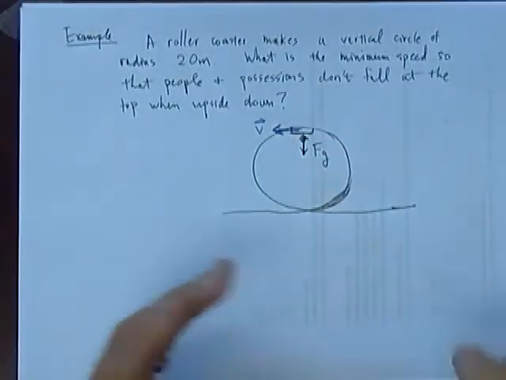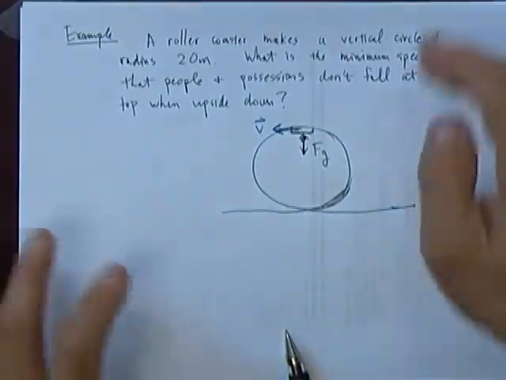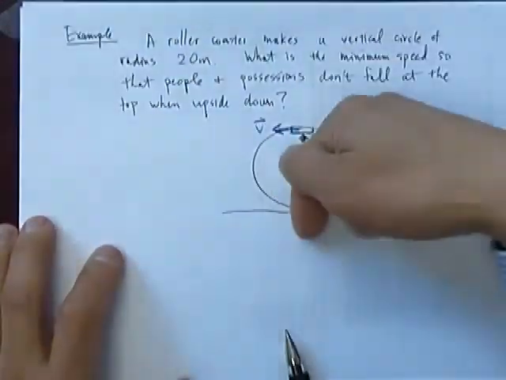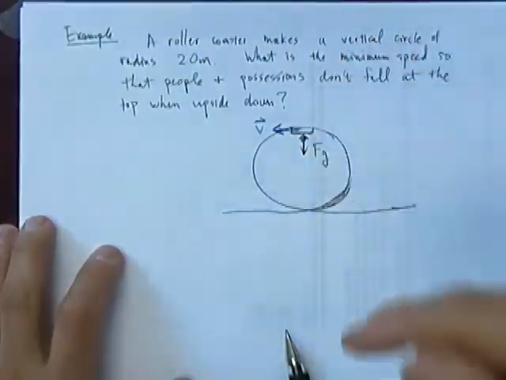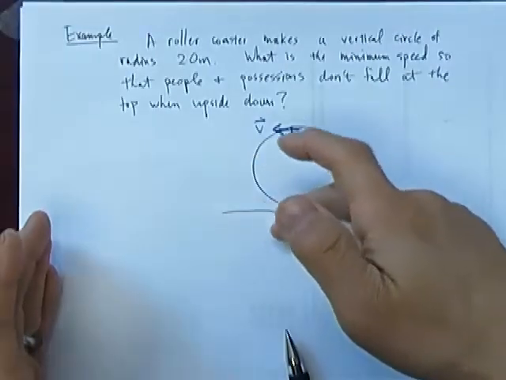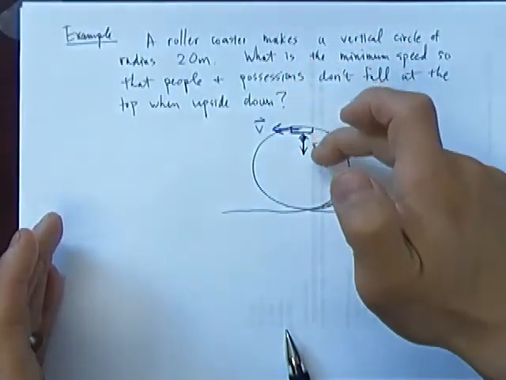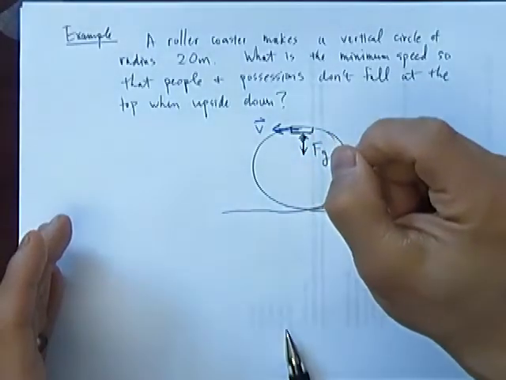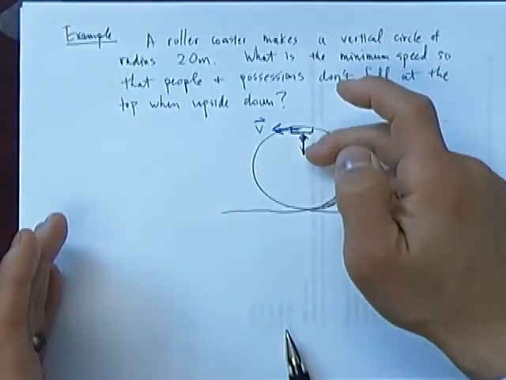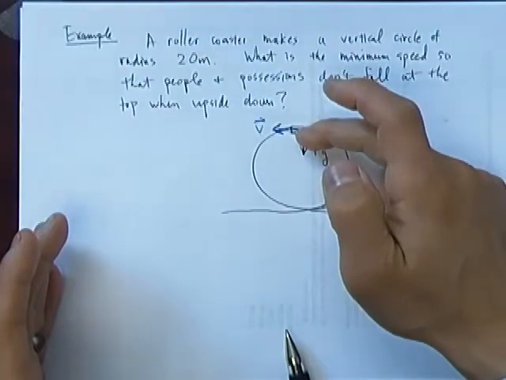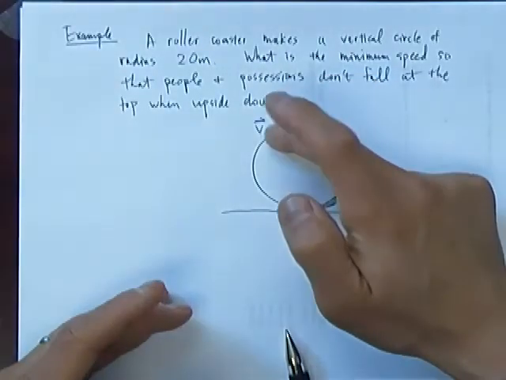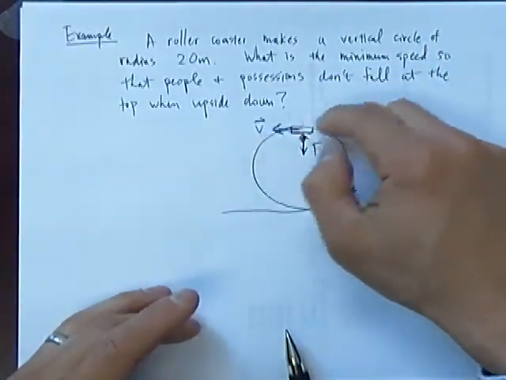Now, if you want it such that the object doesn't fall down, what you need to do is have the roller coaster go fast enough so that the force of gravity provides exactly the centripetal force needed to keep the cell phone going around in a circle together with the roller coaster.